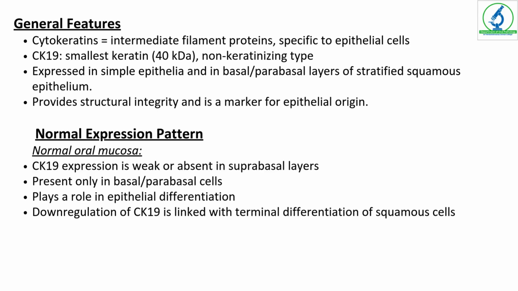Normal expression pattern. Normal oral mucosa. CK19 expression is weak or absent in suprabasal layers. Present only in basal, parabasal cells. Plays a role in epithelial differentiation. Downregulation of CK19 is linked with terminal differentiation of squamous cells.